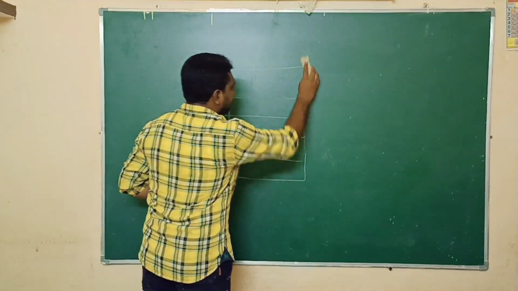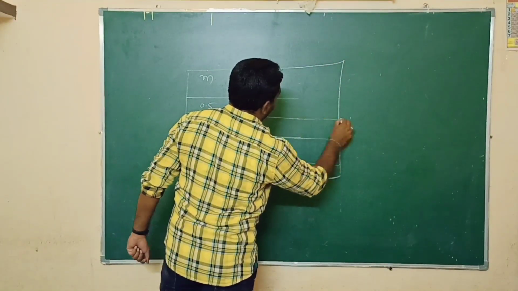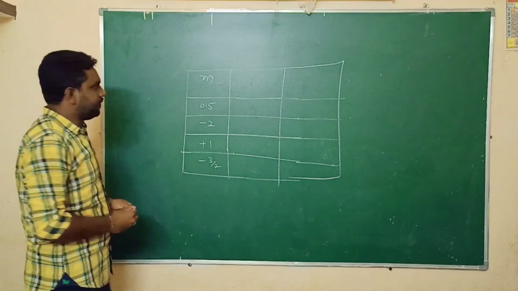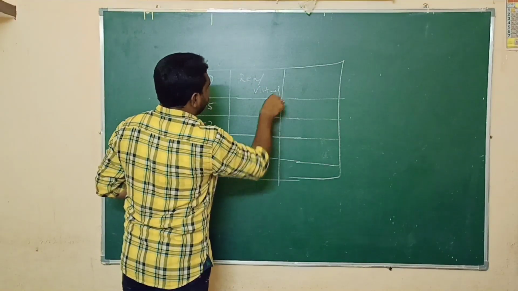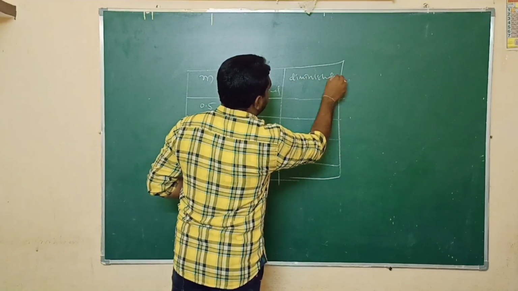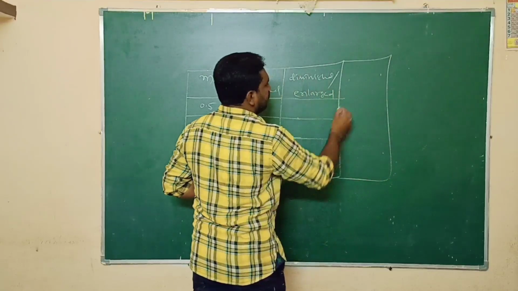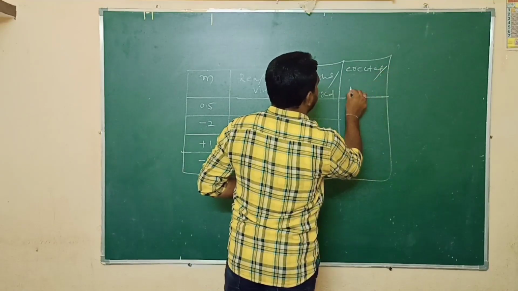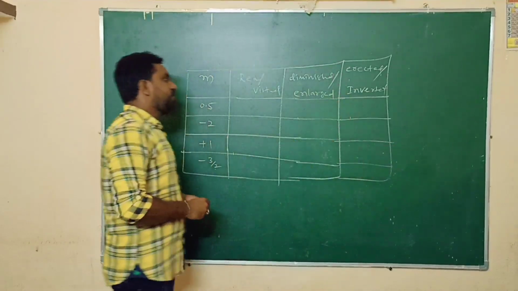So they will give the table this way here. These values they will give in the question paper. They will give real or virtual, and next, diminished or enlarged, and finally, erect or inverted. So like this, they will give the table, and you have to fill the table here.